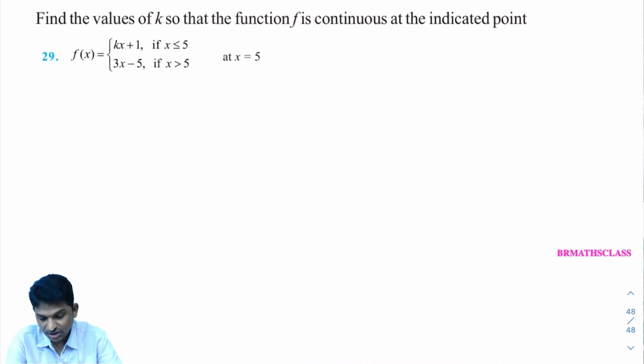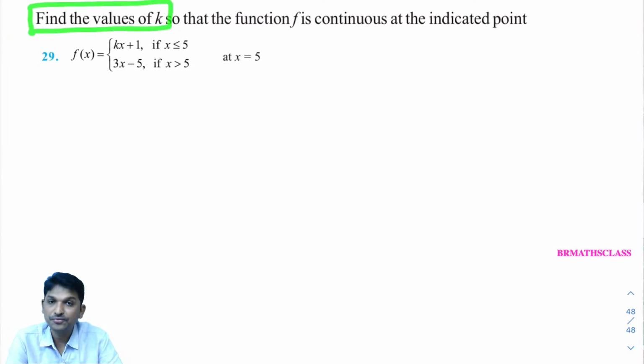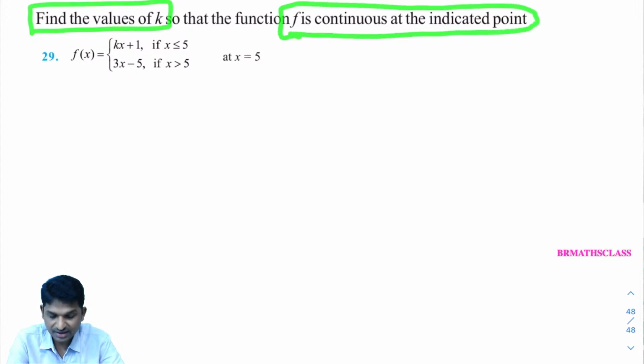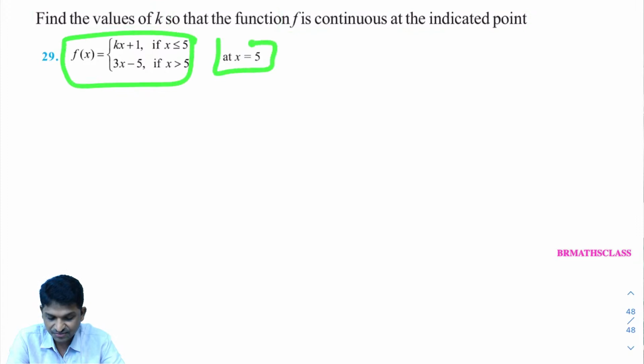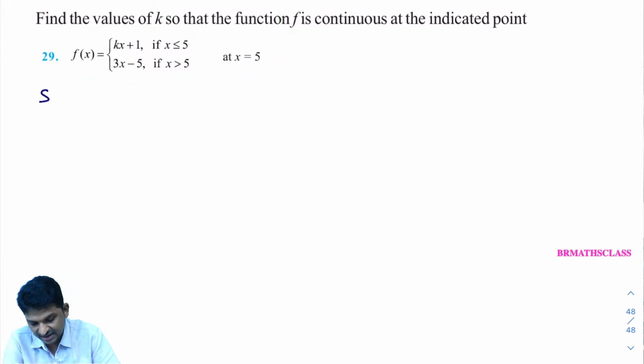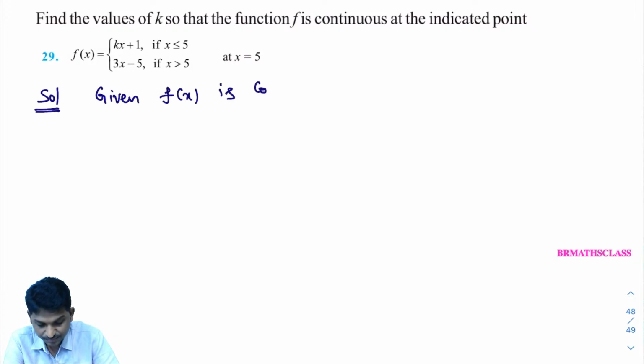That's great. Observe this question number 29. What are they asking? Find the value of k. We need to find the value of k. For that, what have they given? The function is continuous at the indicated point. This is the function they have given, and they are saying that this function is continuous at x equal to pi. So to do this problem, first I will write the given information. What is the given information? Given, f of x is continuous.